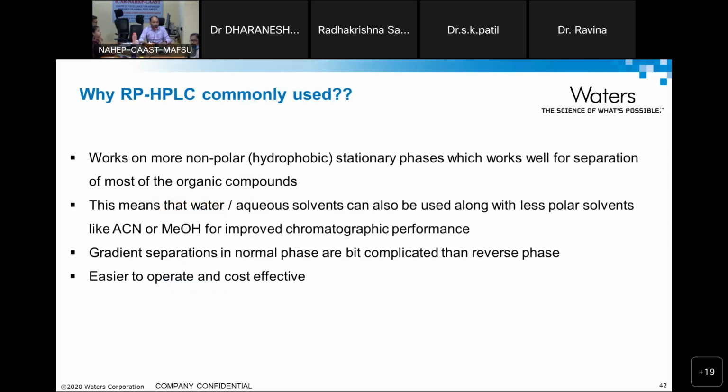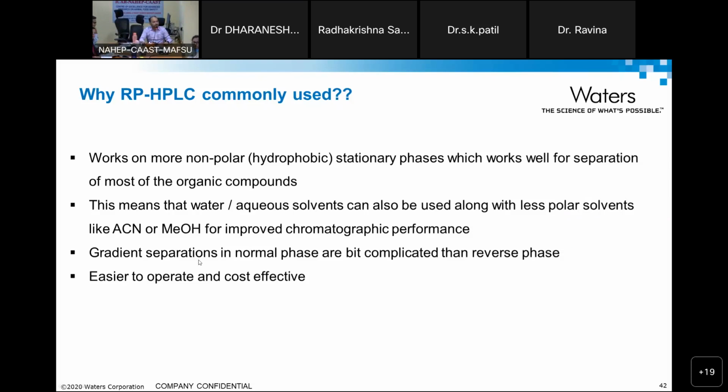Okay. Now, generally, if you see in the labs, reverse phase chromatography is most widely used as compared to normal phase chromatography. So why is it so? Reverse phase chromatography works on a more non-polar or hydrophobic stationary phase, which works well for separation of most of the organic compounds. This means that water or aqueous based solvents can be used along with less polar solvents like ACN or acetonitrile or methanol for improved chromatographic performance.